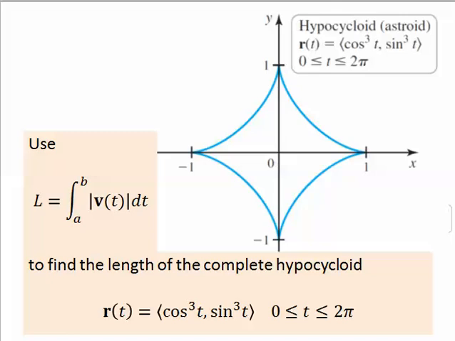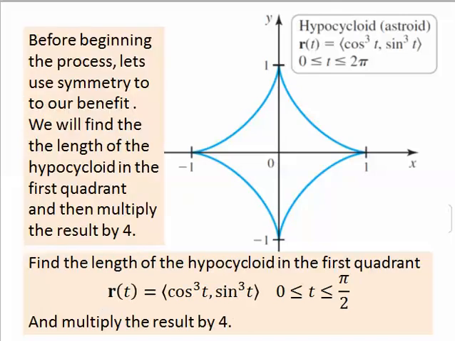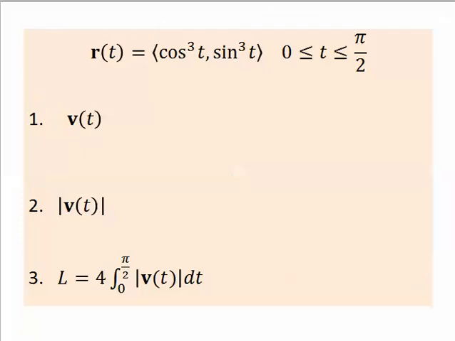Find the length of a complete hypocycloid. We're going to find the length of the hypocycloid in the first quadrant, and then we're going to multiply the result by 4. You'll see why in a minute. To find speed, we first need to find velocity. Then we find speed, and then we can find arc length.